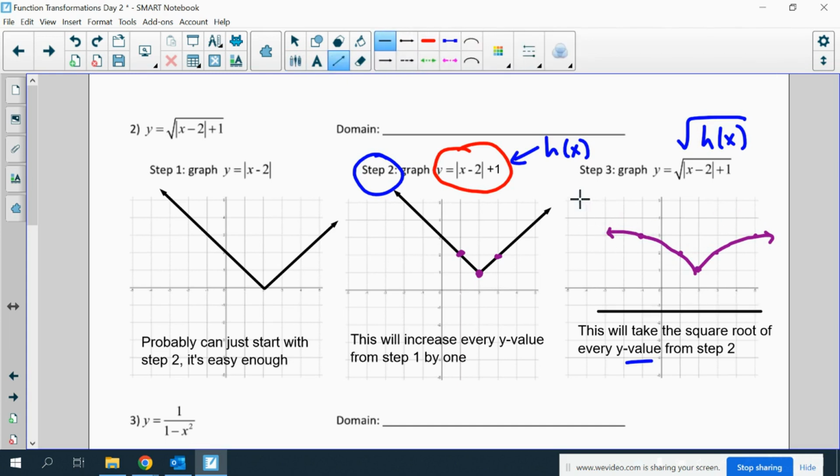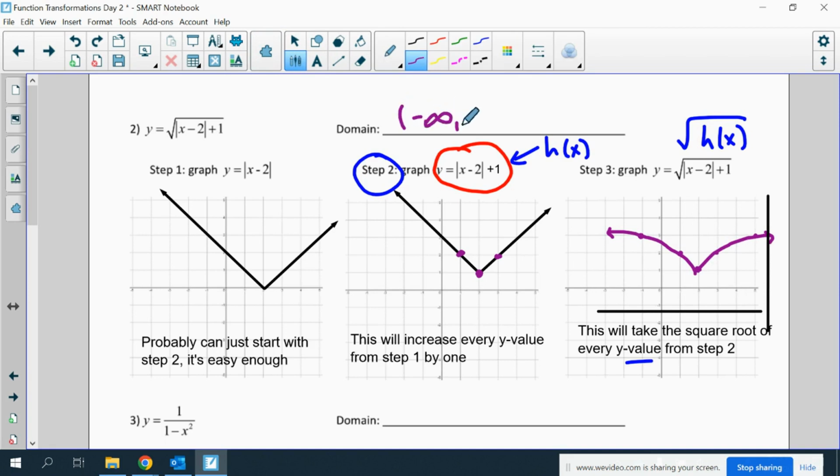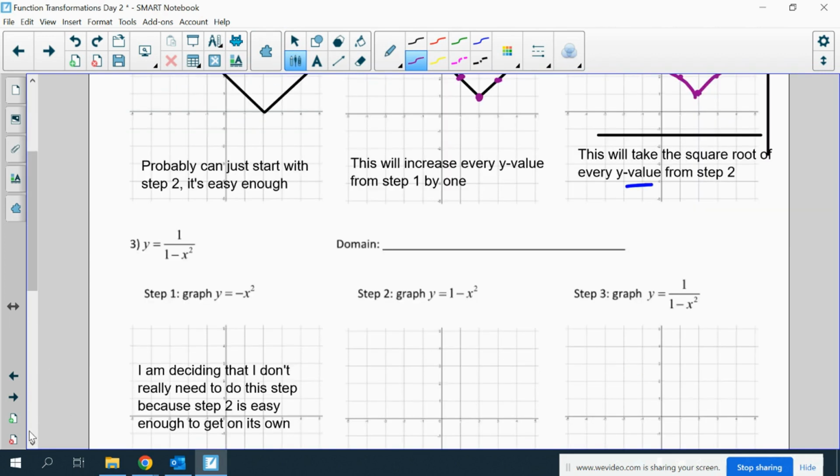We're going to do the same thing with domain. If I look at this, it appears that everything's getting hit. So it's -infinity to infinity, which should make sense because there's no x value that I can plug into this function that has any sort of problems.